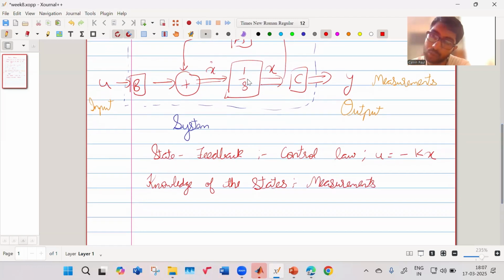But suppose we have some state, some temperature, some pressure, or some state which we are unable to measure. Also, it is not economical always to measure each and every state of our system. Some things we cannot measure, and some things are costly to measure, those sensors are expensive, and it is not necessary. So what we do in that case is we use an observer. So the observer will estimate the states.